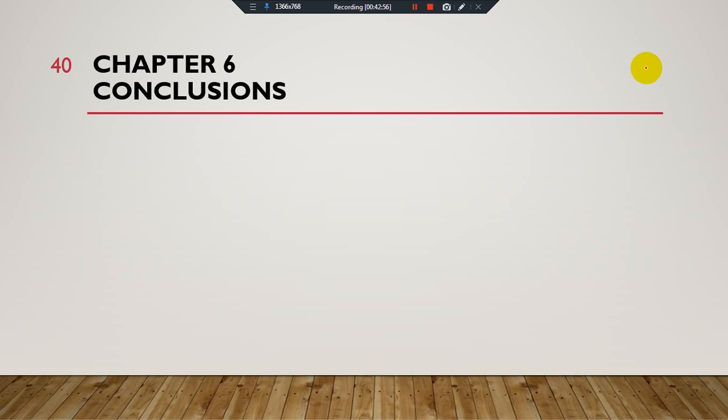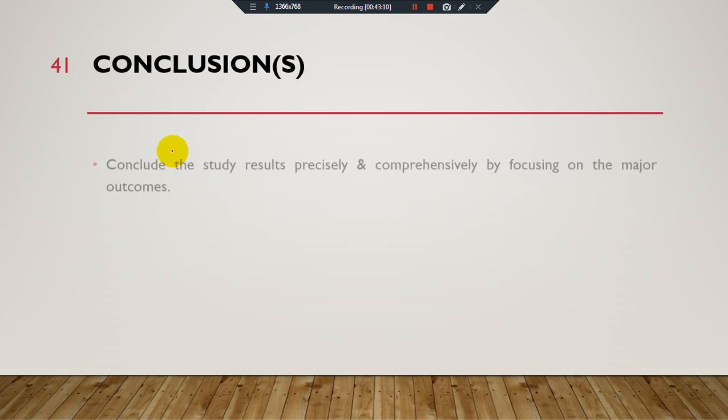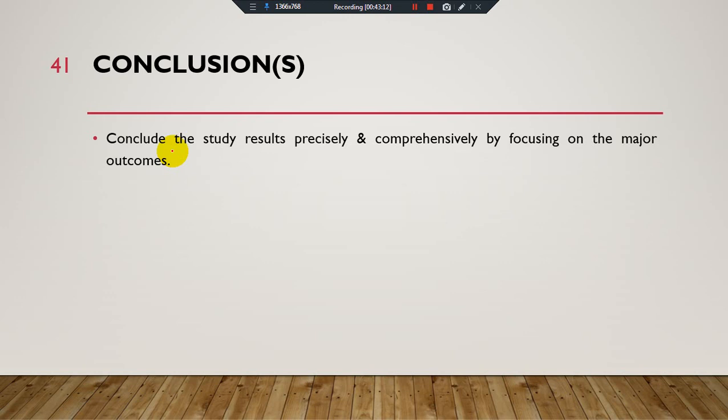Chapter 6. Chapter 6 comprises the conclusions. The title of chapter 6 is Conclusion, and this chapter further comprises conclusions, recommendations and limitations. While talking about the conclusion, conclude your results precisely and comprehensively by focusing on major outcomes. But keep in mind that you don't use the results and numbers in this part. So be concise while writing your conclusion part.